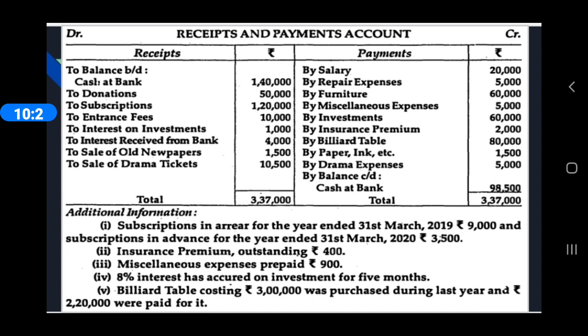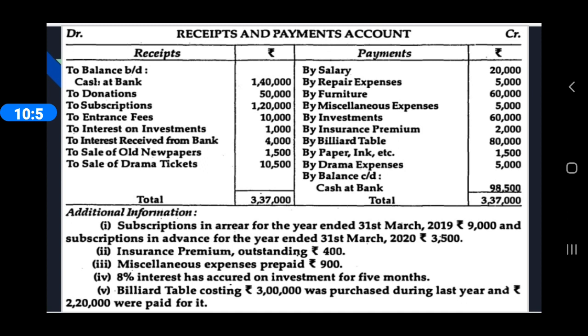Okay. Let us go through the additional information, that is, subscription in the year. The previous year is to be deducted, current year outstanding is to be added. But previous year arrear has been given and current year received in advance. Subscription received in advance for the year 2020. So both are to be deducted.